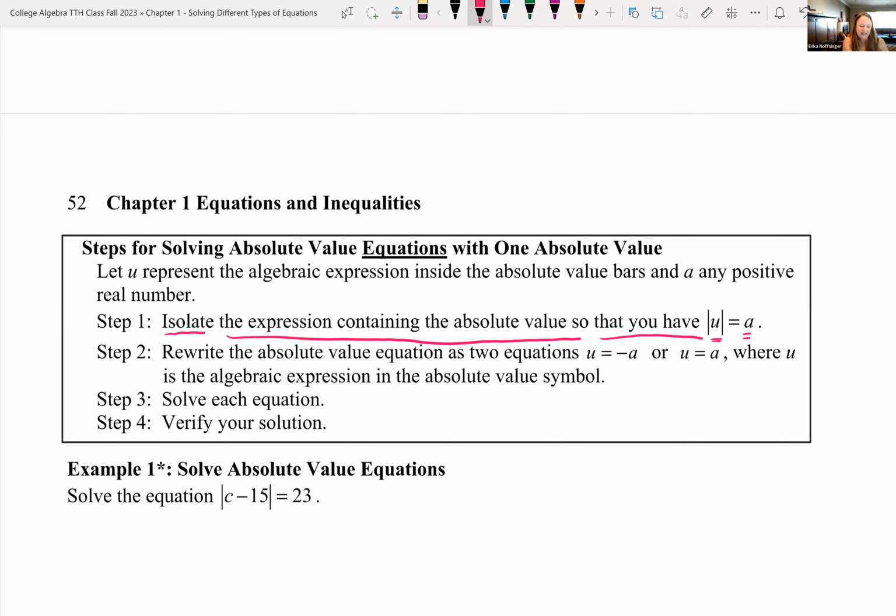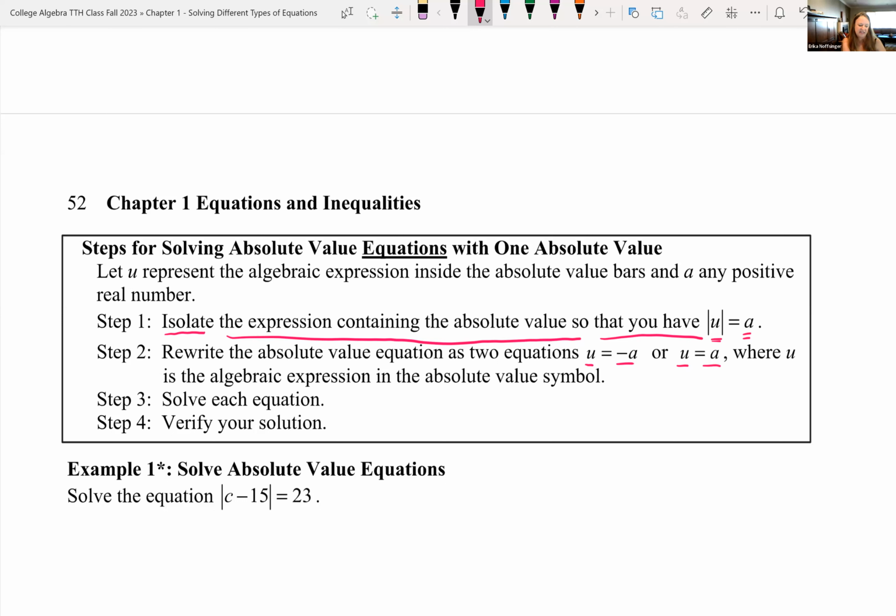Once you've isolated that absolute value, you're going to set what's inside the absolute value, u, equal to -a, and you're going to set u equal to +a. Again, u is just the algebraic expression in the absolute value symbols. We're going to solve each equation once we've done that, and then we need to verify our solution to make sure our solution works.